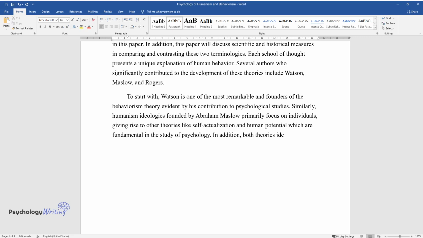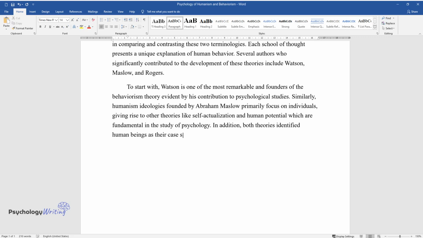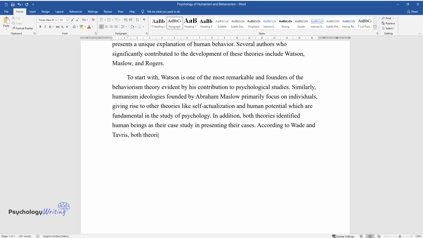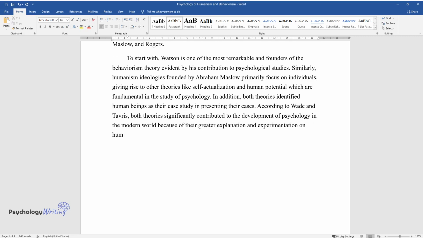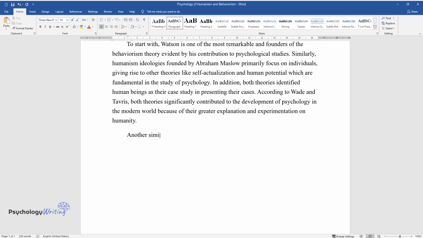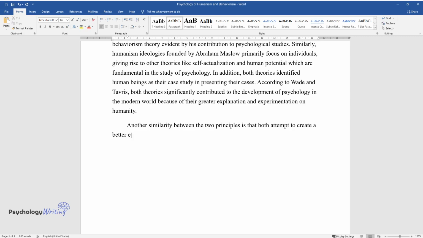In addition, both theories identified human beings as their case study in presenting their cases. According to Wade and Tavris, both theories significantly contributed to the development of psychology in the modern world because of their greater explanation and experimentation on humanity. Another similarity between the two principles is that both attempt to create a better environment for humanity, with a focus on the role of individualism in society.